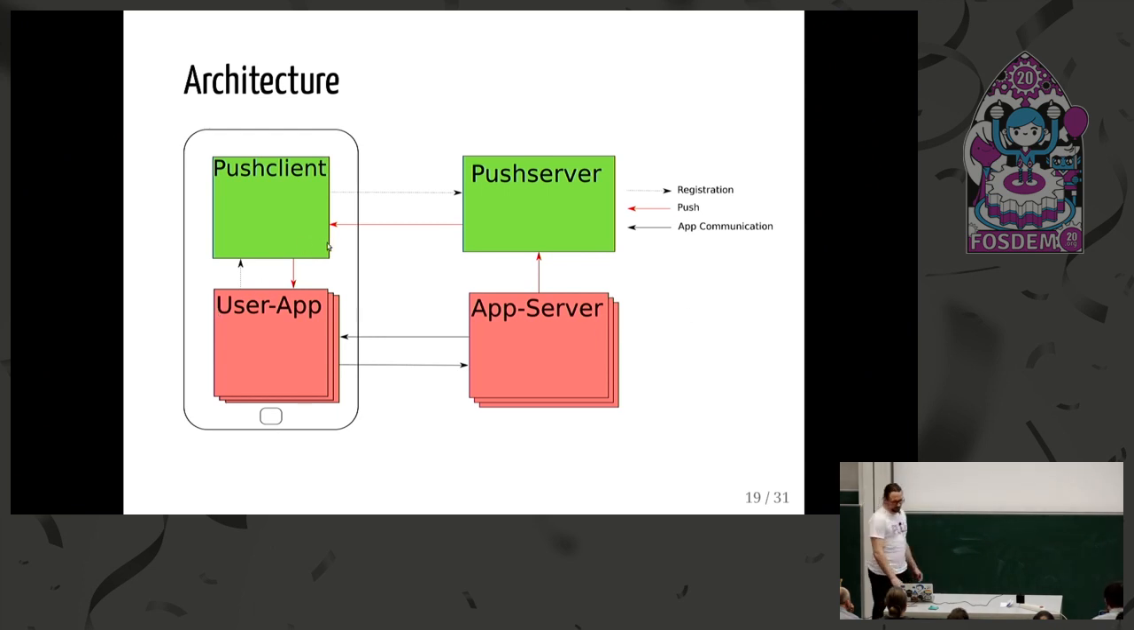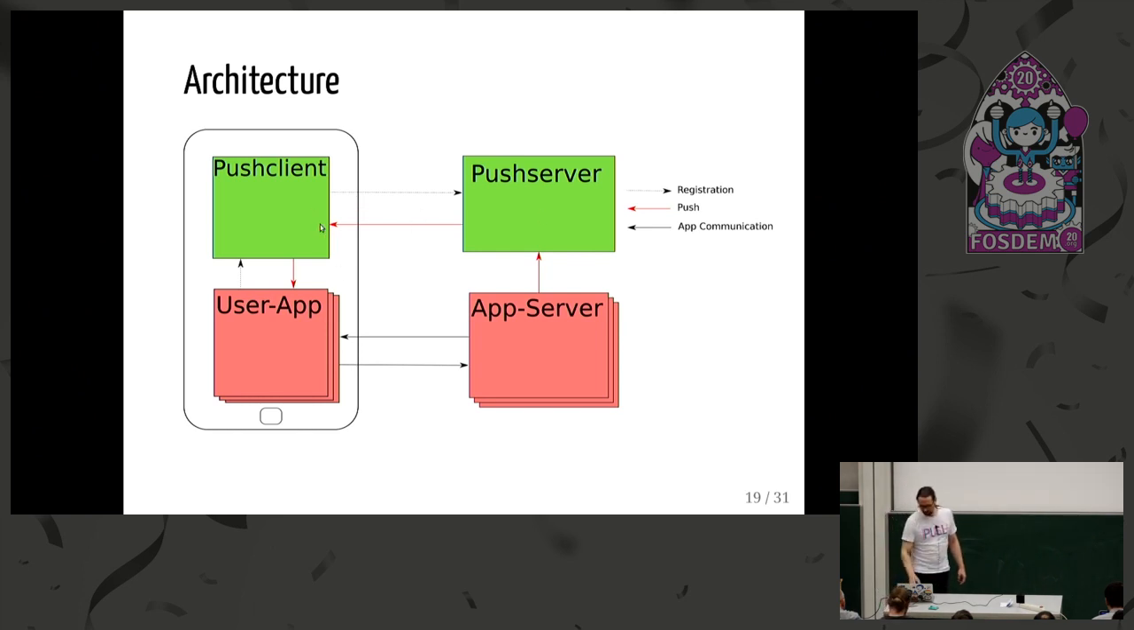So when you install an app, it registers to the push client on your phone, asks it for a push token. The push client registers with a push server. The server generates a token, sends it to the client, sends it to the app, which then sends it to the app server. And then when the app server generates a push notification, it sends it the other way around to the push server, which sends it to the push client on your phone, which forwards it to the app on your phone.